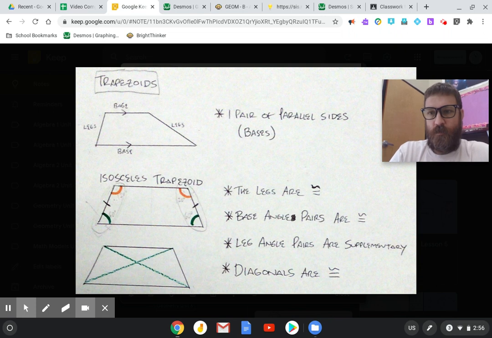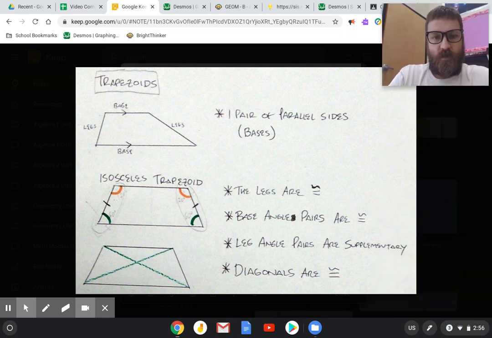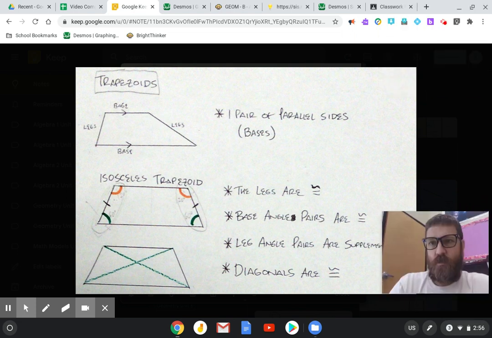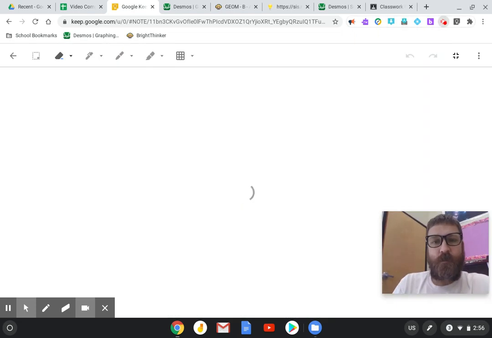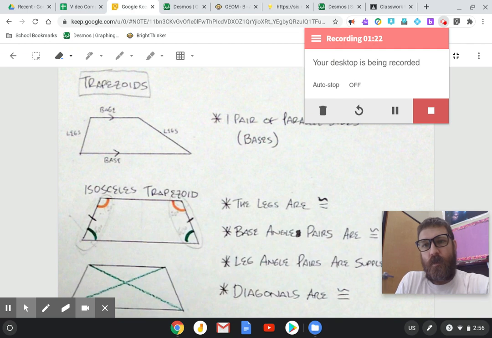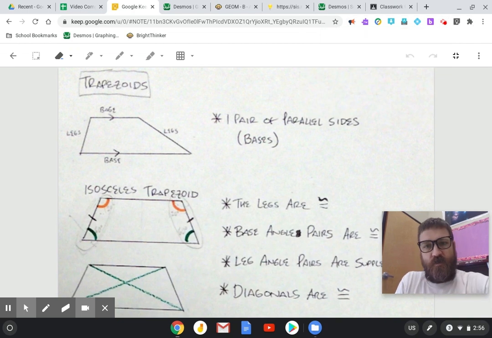Trapezoids have just one pair of parallel sides. And when we say that, we mean just these two, what we call the bases, are parallel to each other. So the two sides in a trapezoid that are parallel are called the bases. And then the other sides that are not parallel to each other are called the legs.